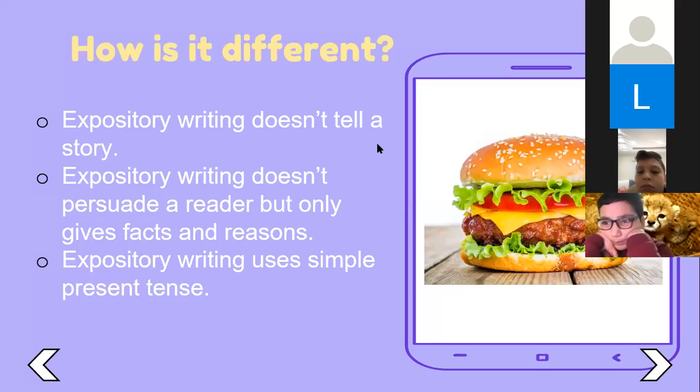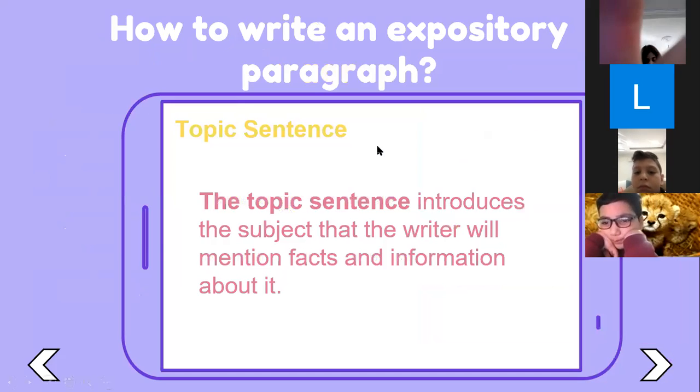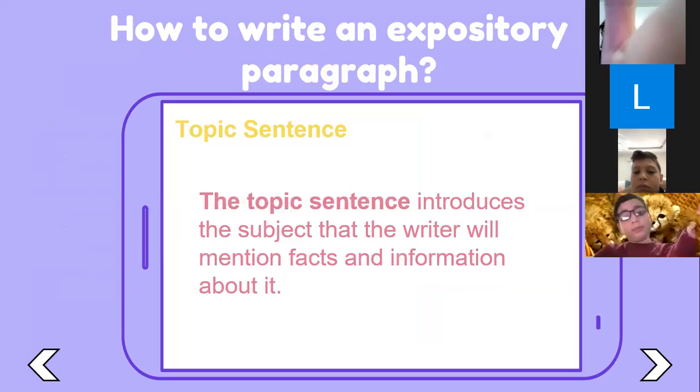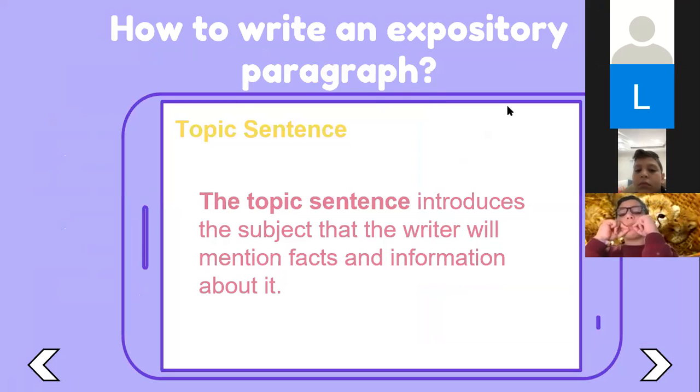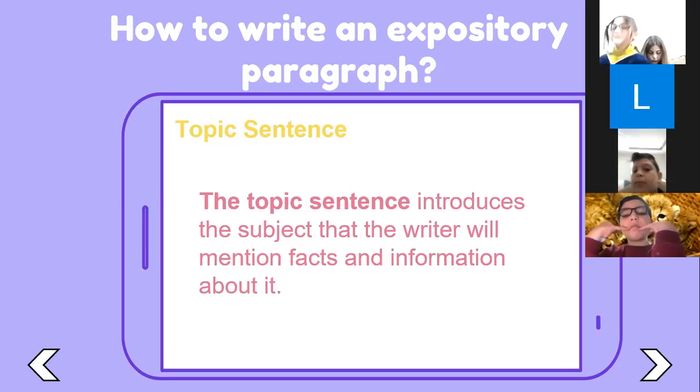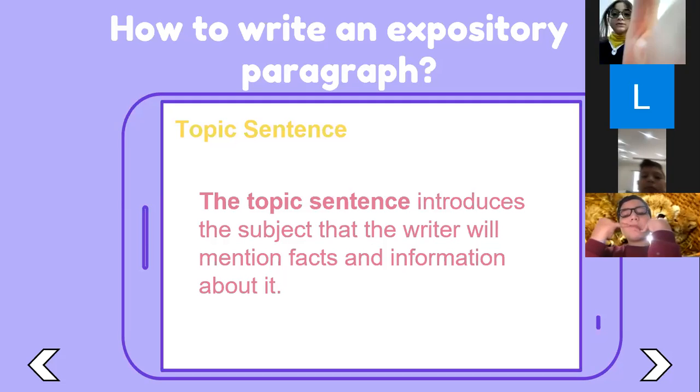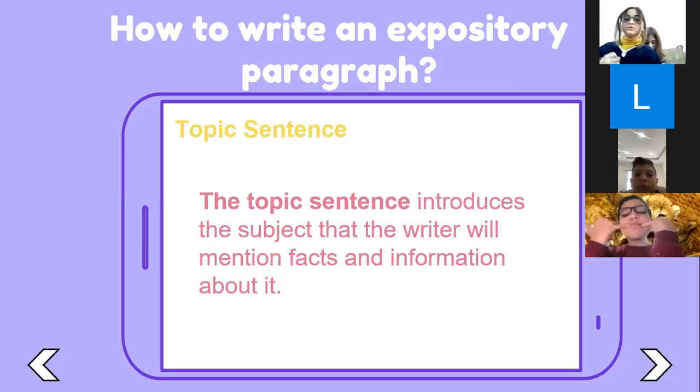Okay, let's continue. Now, how to write the paragraph? As you know, every paragraph is made up of a topic sentence, details, and a concluding sentence. The paragraph starts with the topic sentence, then after it I have to add details, then after the details I have to write the concluding sentence. And it's all in one paragraph. Okay, guys, I'm going to show you at the end how.